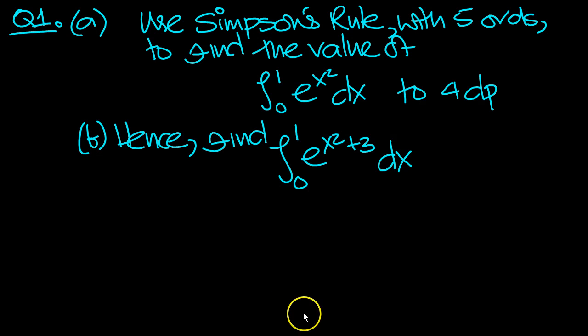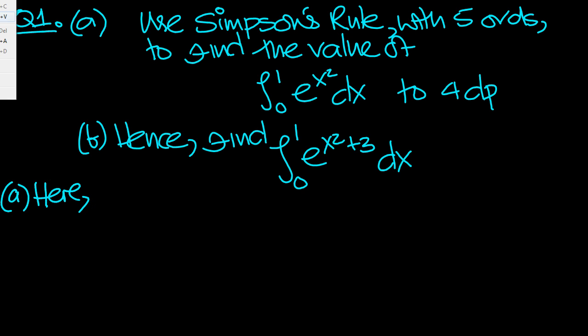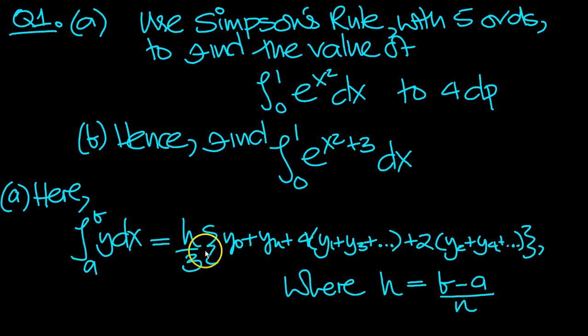So let's have a look at this then. Okay, so here's the question in summary form. So we need Simpson's rule for Part A, don't we? So let's have a look at that. So here's the formula then. Now we've got 5 ordinates, so that means n is 4, isn't it? So let's put that in.